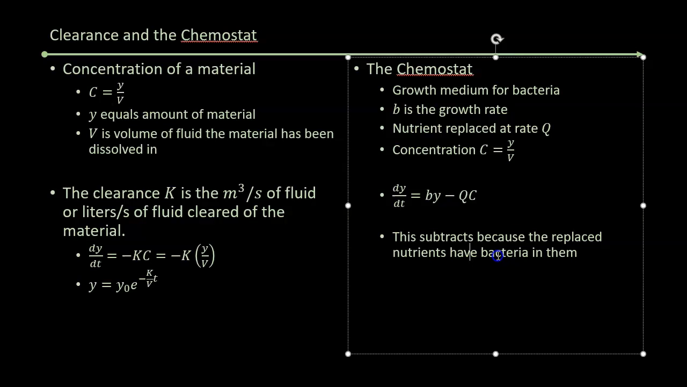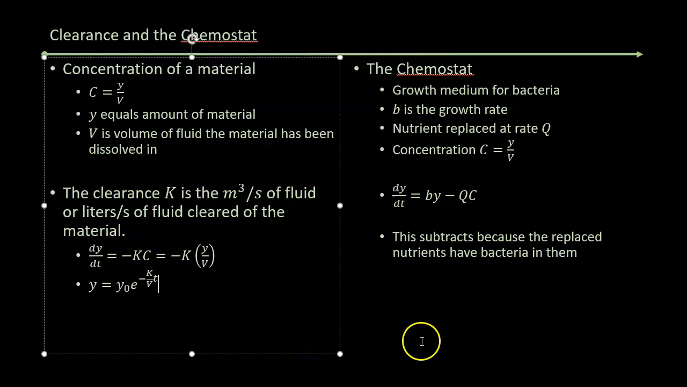And so you've got the growth of the bacteria minus what you're throwing out with the trash. You end up again with an exponential function in the chemostat equation.